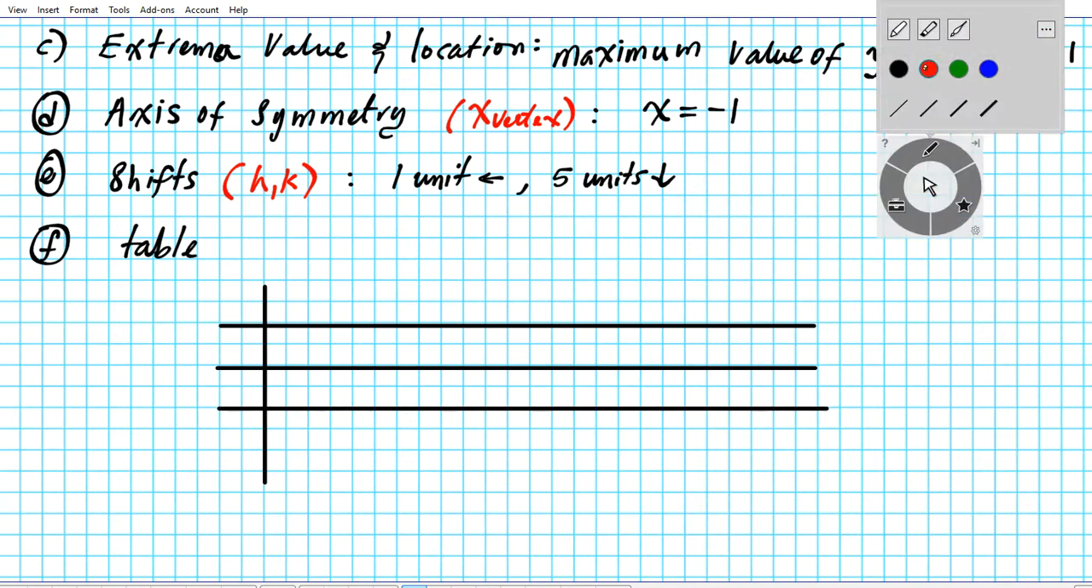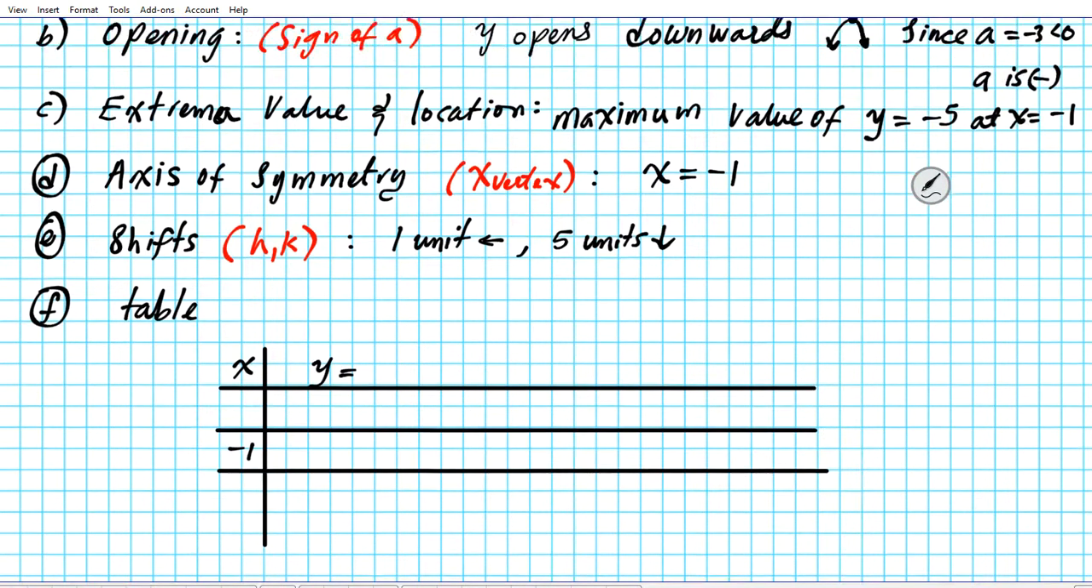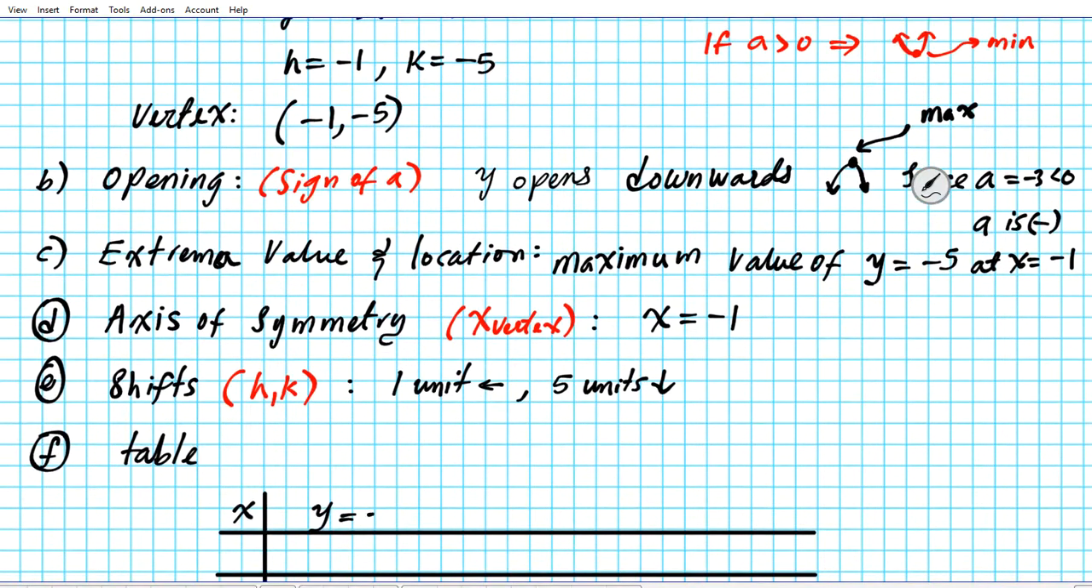So on the first column, we're going to have the x's. So the vertex is -1, -5. So the x value is -1. We want to find out what y will be for this given x value. So the function is -3 times the quantity x plus 1 squared minus 5.